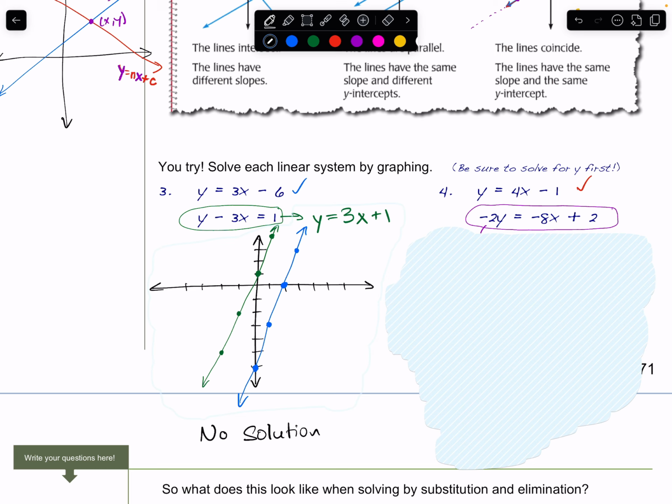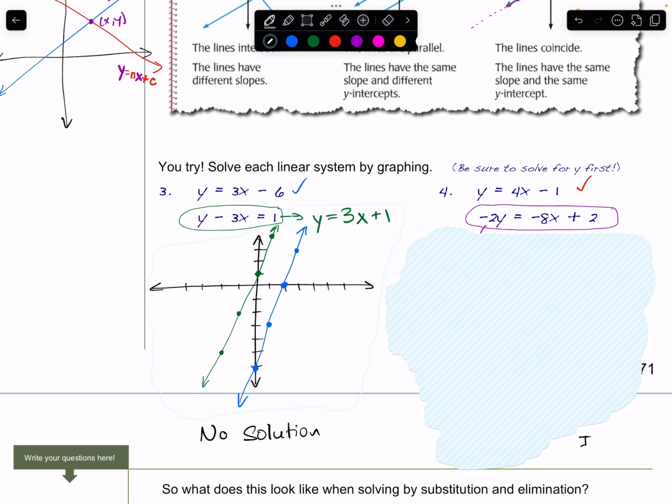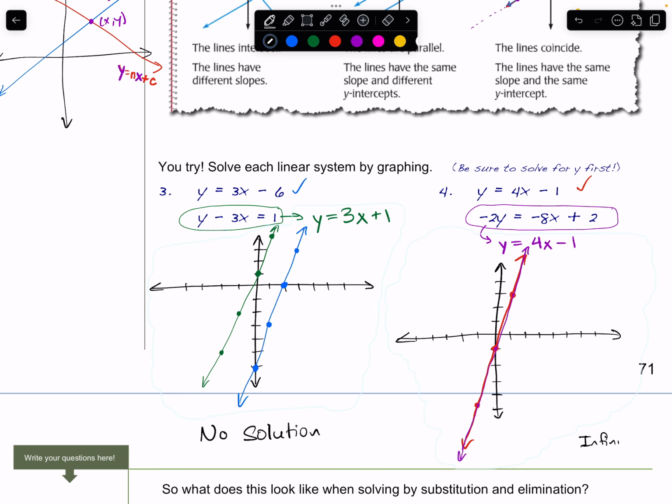All right. And then number 4, same thing. The first equation is already in slope-intercept form, but the second equation is not. So we get it in slope-intercept form, and we find that they have the same slope, but this time they also have the same y-intercept. So we end up having the same line graphed on top of itself, and so we say they are infinitely many solutions. Every point on the purple line is also a point on the red line.